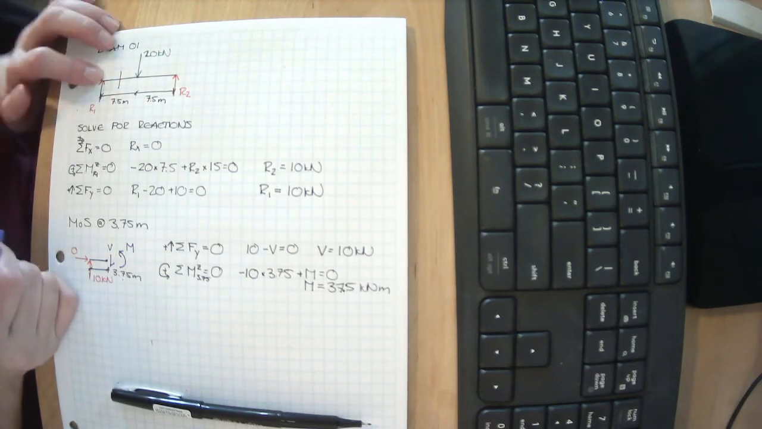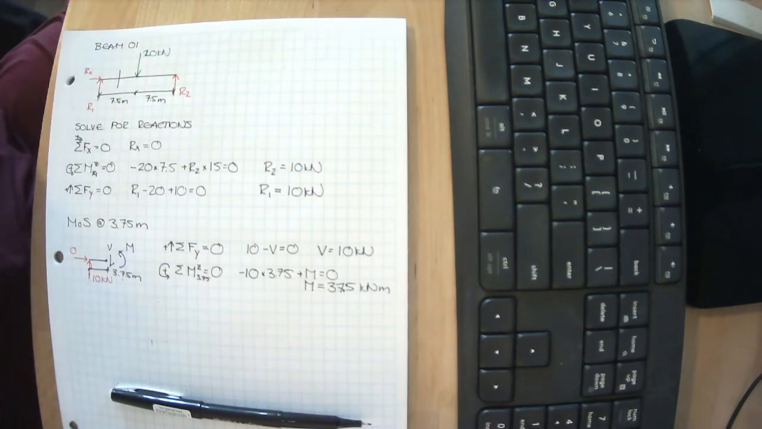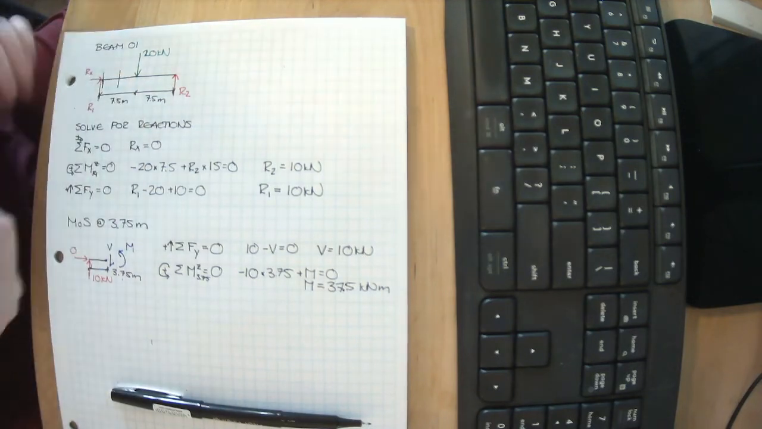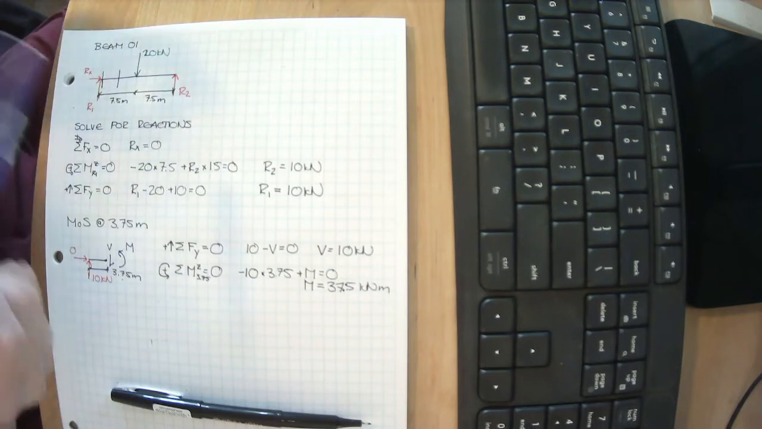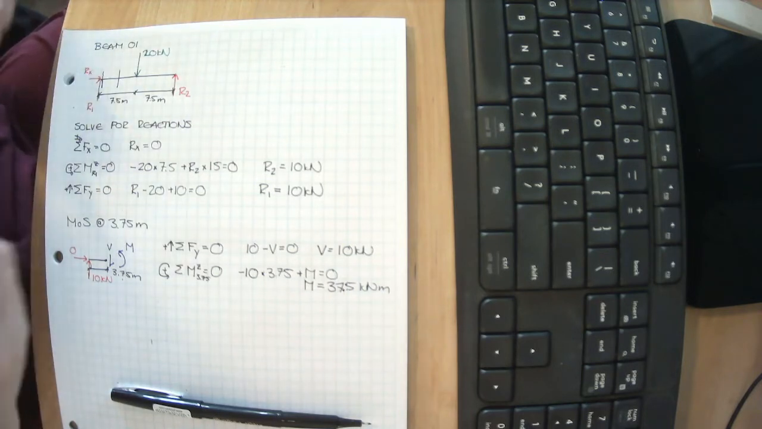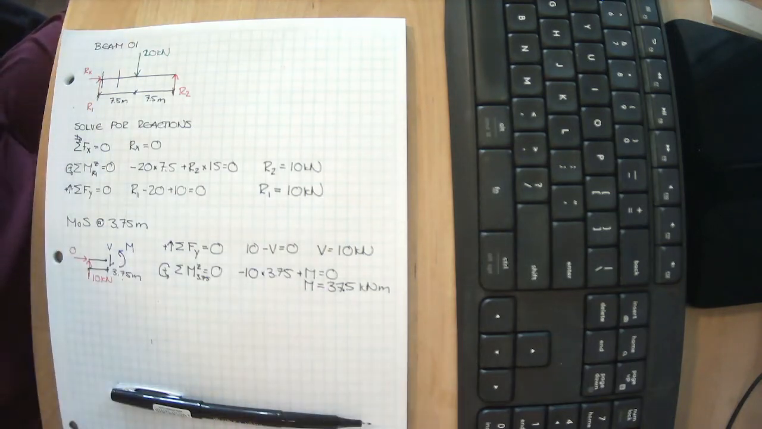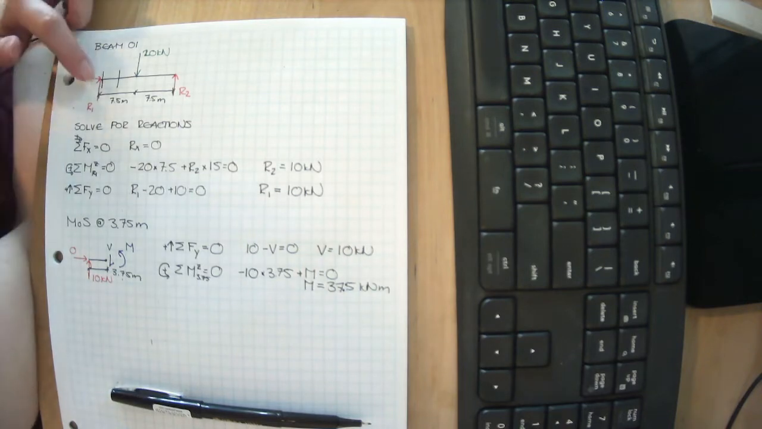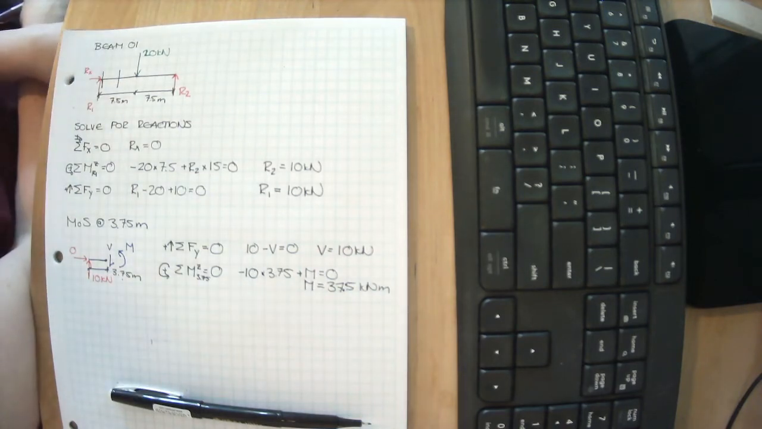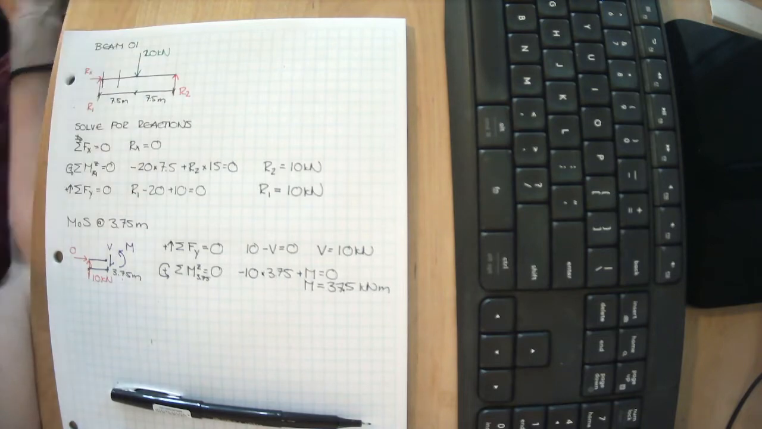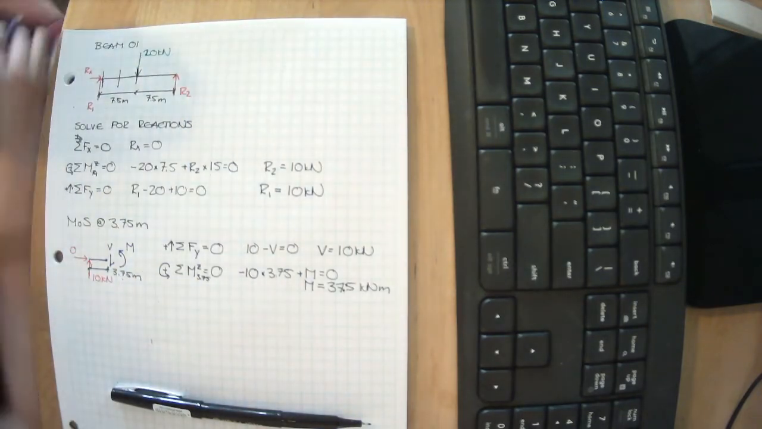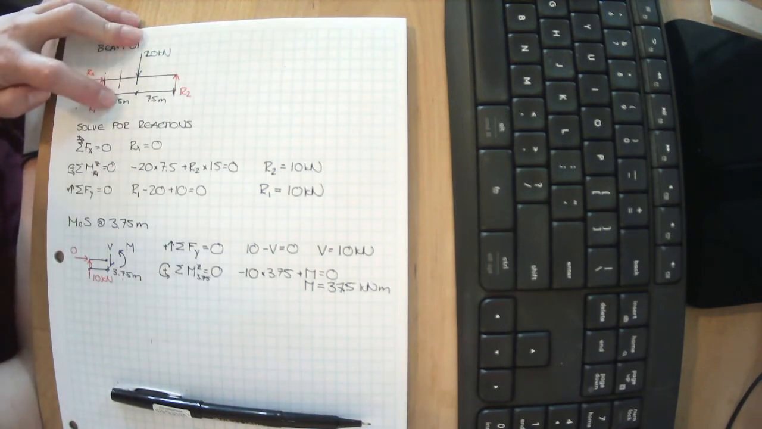Well, I have where reaction 1 is. So imagine that I cut the beam right here. And you're thinking, that's right at the support. Well, I'm cutting it a tiny fraction of a millimeter past that point. Then I'm going to cut it right at 7.5 meters.